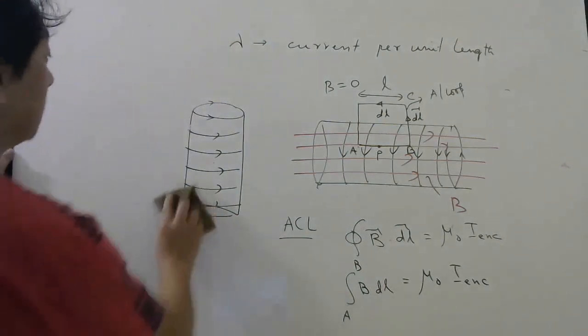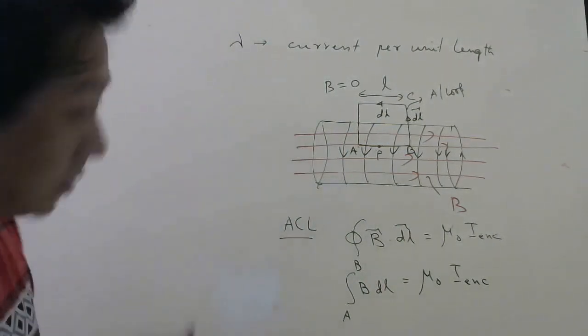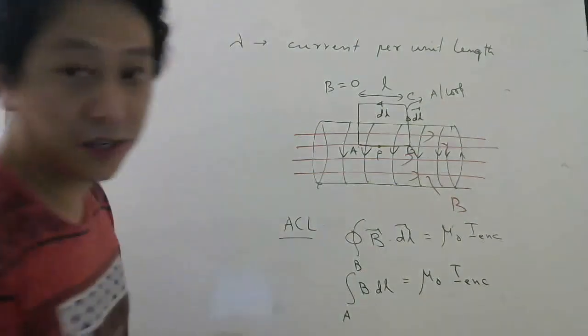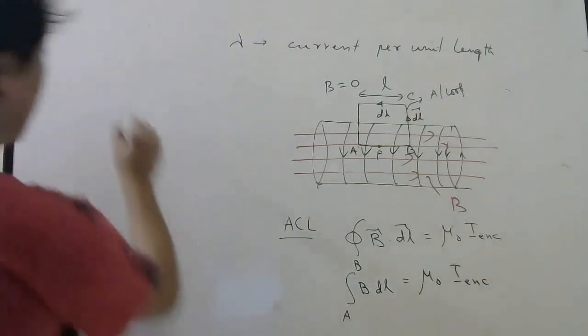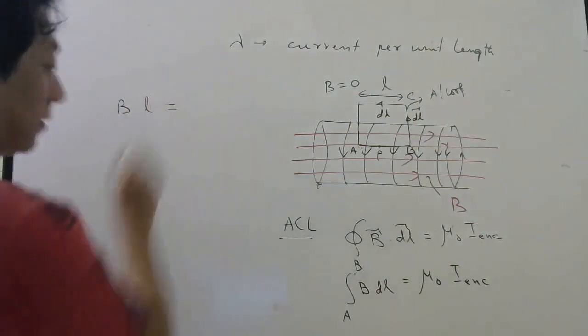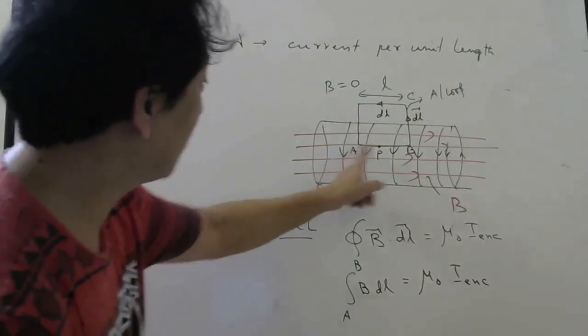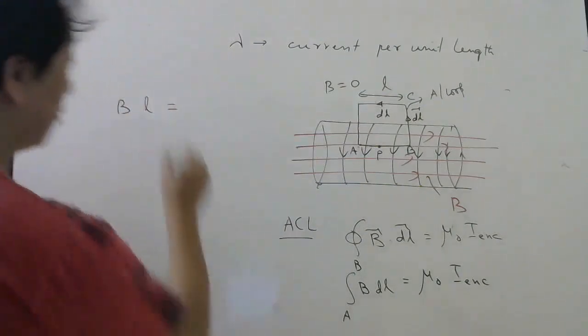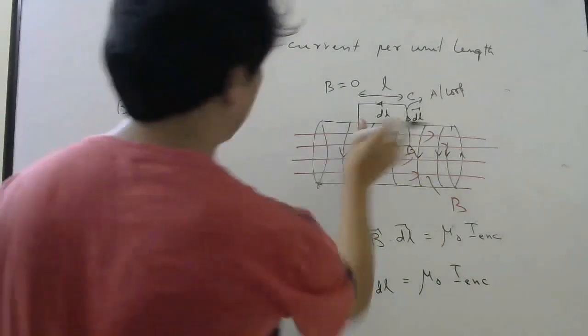Now, since the magnetic field inside is constant, it is uniform, you can take B outside. And the integration of dl will be L, from A to B. This length I have assumed L, right? That will be equal to mu naught times the current enclosed.